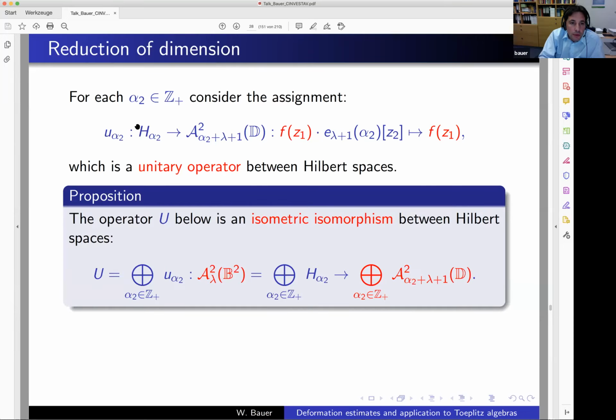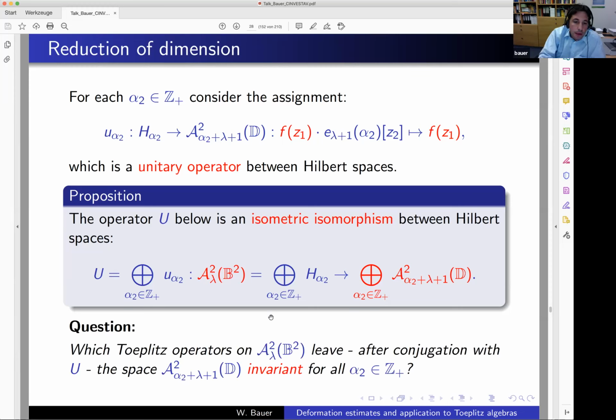So now, up to this operation, we replace H alpha 2 by this Bergman space over the lower dimensional domain. And now we sum all these unitary operators, and that gives us a unitary operator, which is denoted by U, from the full Bergman space over the unit ball to the direct sum of Bergman spaces over the unit disk, but importantly for different weights. And the weights, as alpha 2 runs through Z plus, go to infinity. And that will somehow relate the whole thing to quantization.